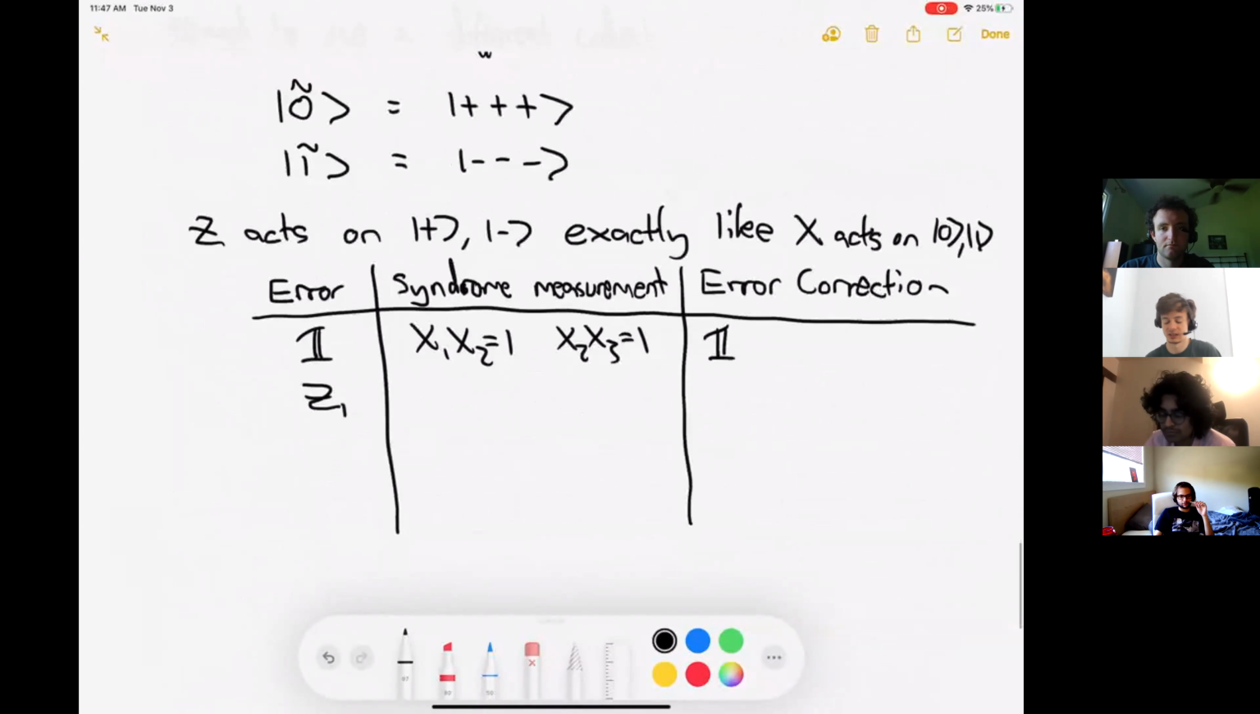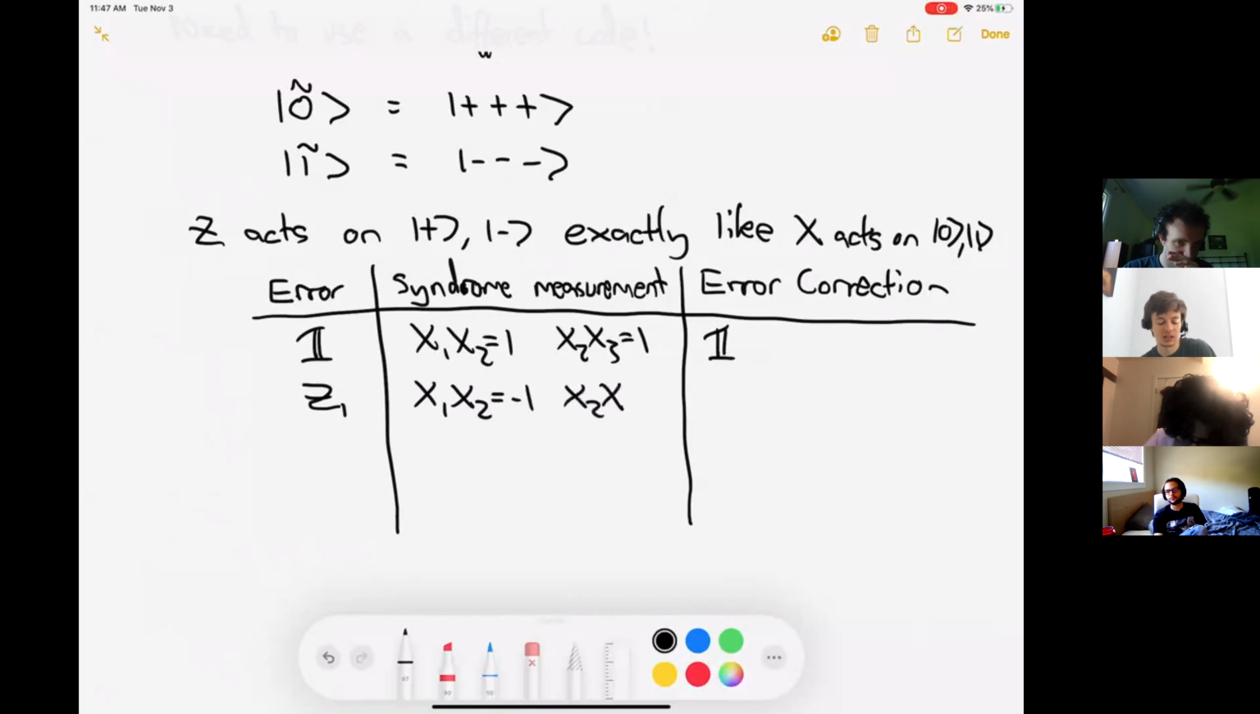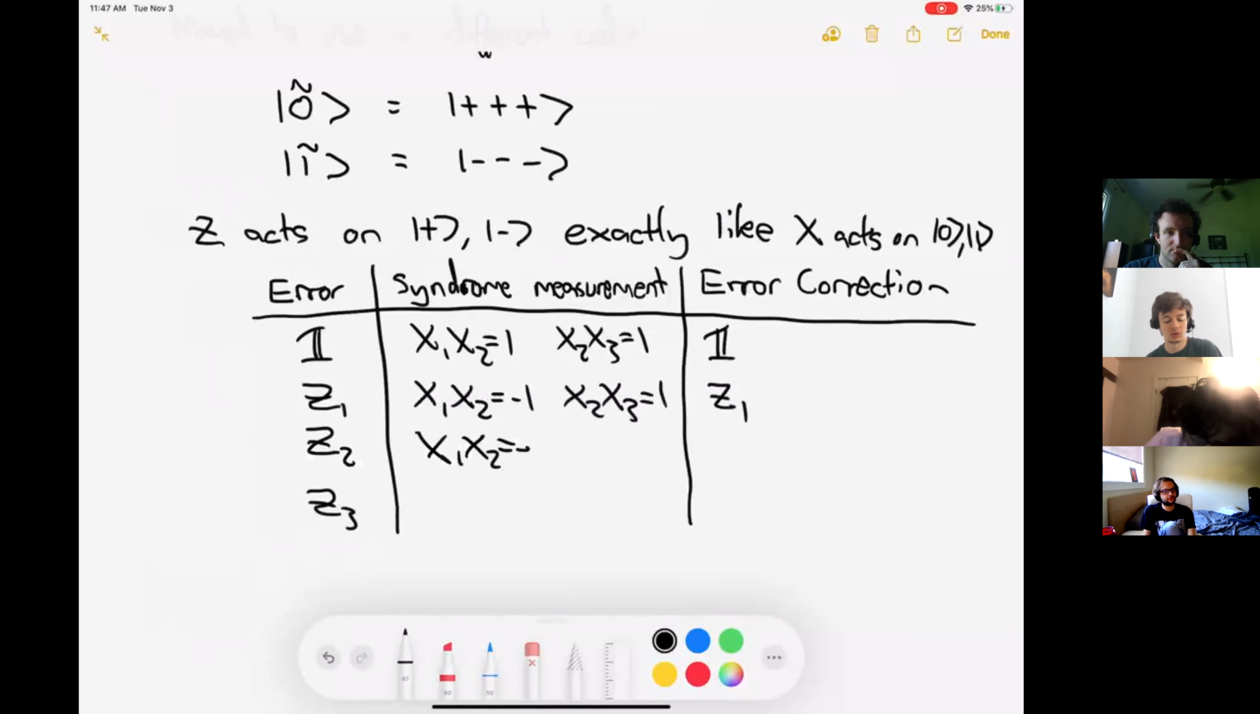Now the next possibility is Z1. How do we detect that a Z1 has happened? Well, in the plus minus basis, X acts like Z and Z acts like X. So we now have X1 X2 equal to minus 1, X2 X3 equal to 1, just like before, but with Z and X switched. And then we correct with Z1. Similarly, Z2 and Z3 all work exactly the same as correcting bit flip errors, except we changed the names of X and Z to be the other way around.